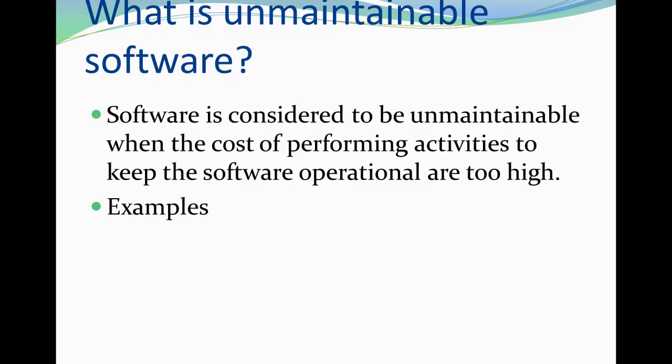So, in the last lecture, we talked about what software maintenance is, and we defined it as basically the activities to keep software operational. So when the cost of these activities gets too high, we consider it to be unmaintainable, to the point that, you know what, maybe the software needs to be scrapped. So what are some examples of when the costs are too high to keep software operational?